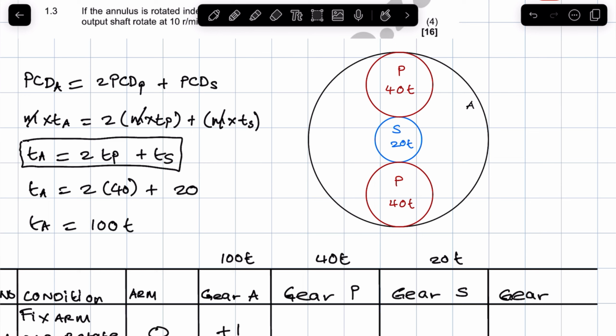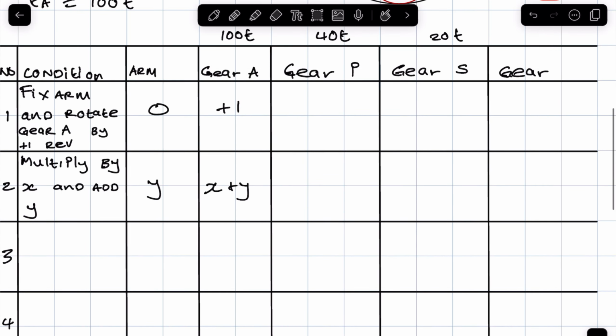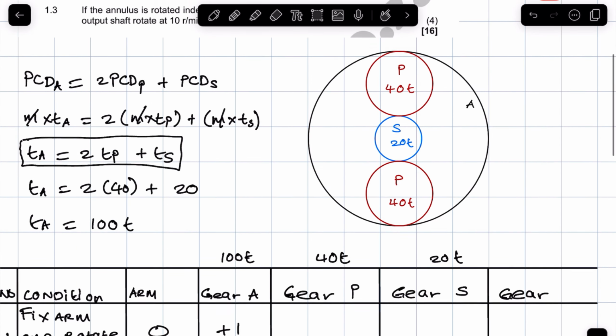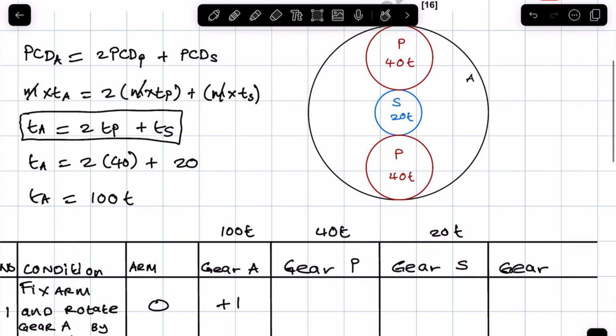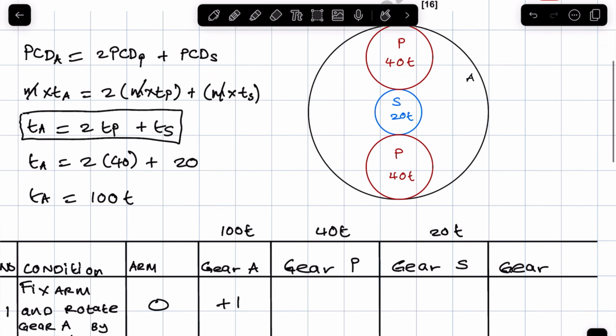But because we have the most information with the annulus, we're going to establish a relationship between the planetary gear as well as the annulus. By establishing a relationship, I mean, we know that between meshing gears, the circumferential velocities of both gears is the same.